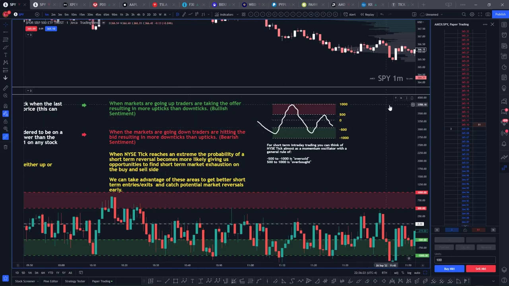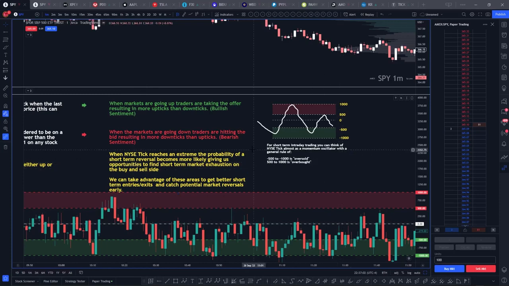When markets are going up, traders are taking the offer, resulting in more upticks than downticks, giving us our push up on our tick index. And when they are buying the offer, they're buying the ask, right? So they're pushing price up on our DOM to a new high. Whereas if we're pushing down on the market or on an underlying, they are selling on the bid. And the bid is going to be lowering and lowering and lowering until people are willing to buy on the ask again, keeping our price fluctuating within the auction.